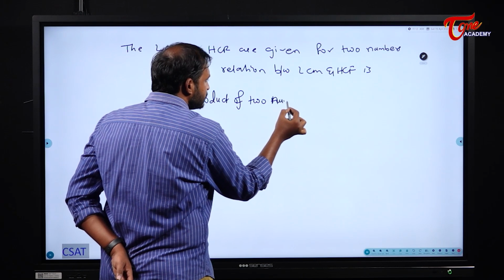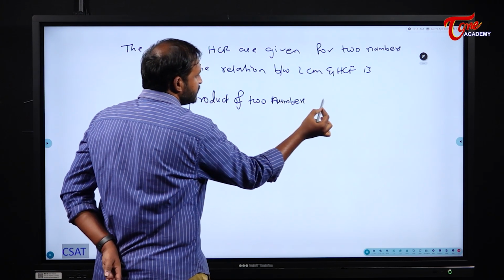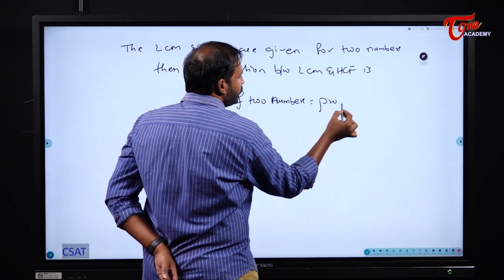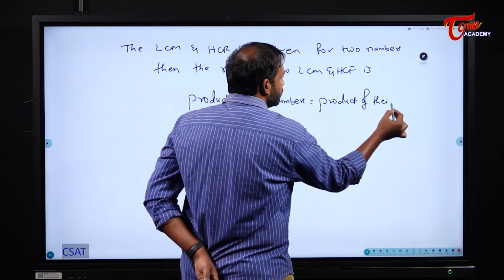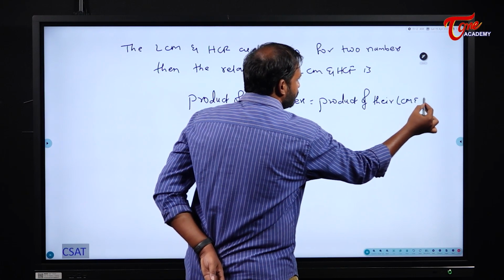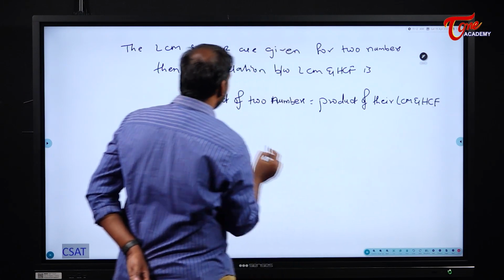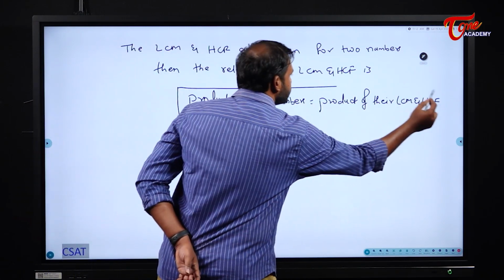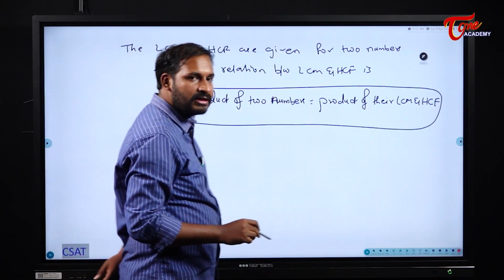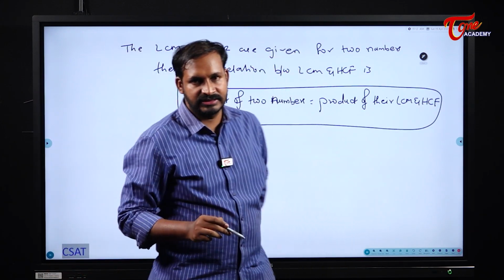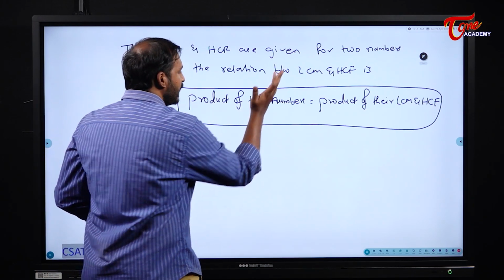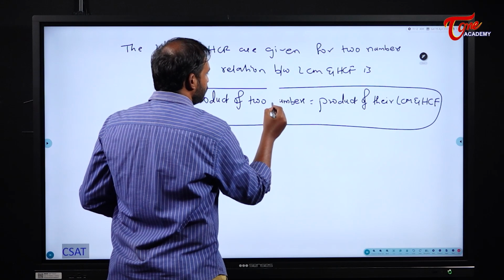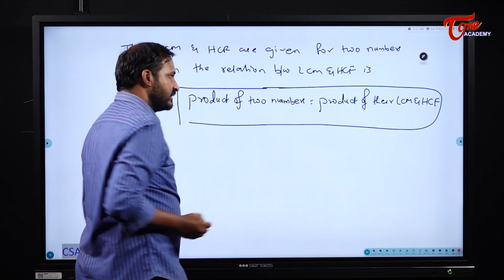The product of two numbers is equal to the product of their LCM and HCF. So, this is one more of the most important formulas related to our LCM and HCF concept, students. The product of two numbers will be equal to the product of their LCM and HCF.